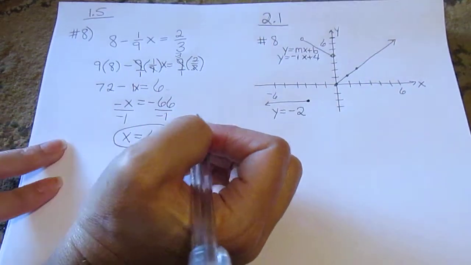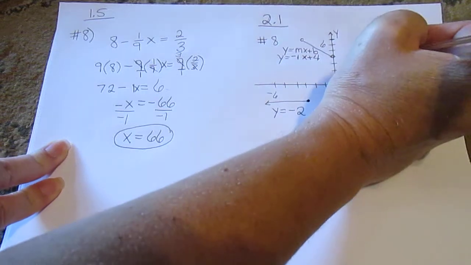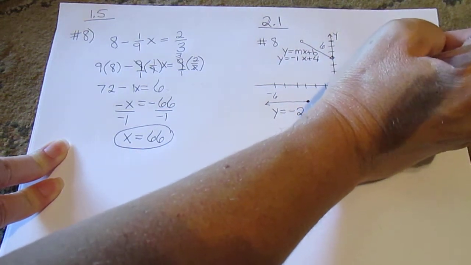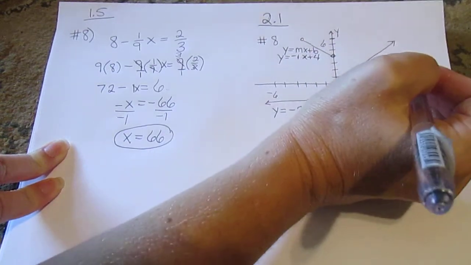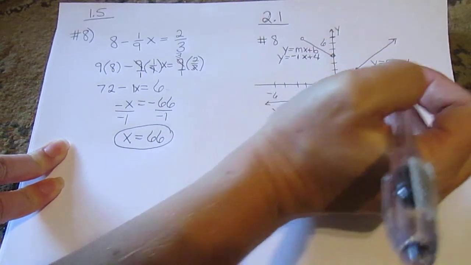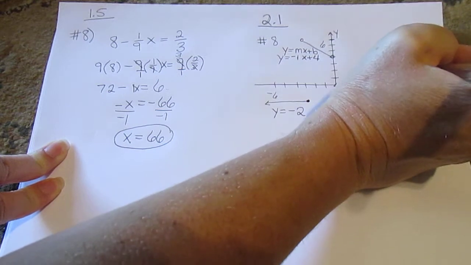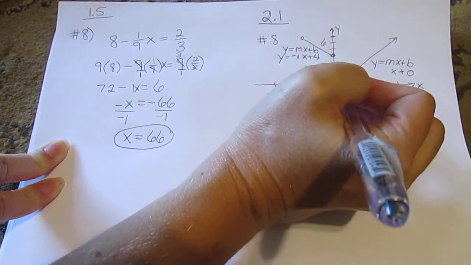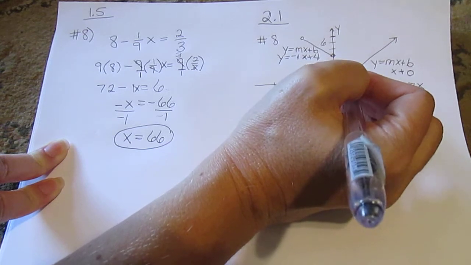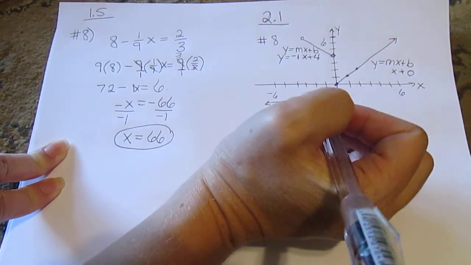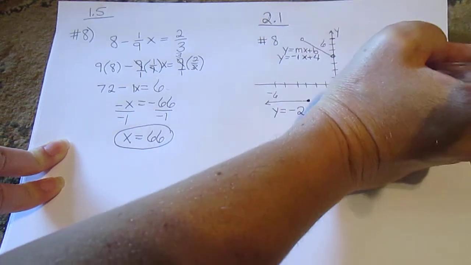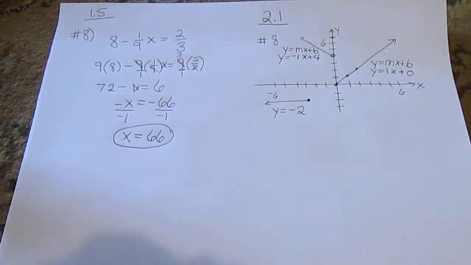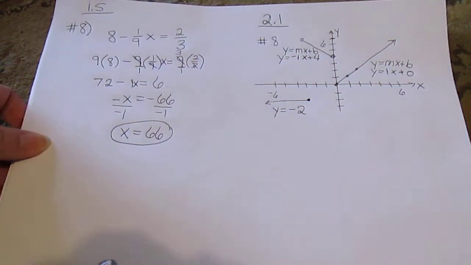Okay, and finally, let's find the equation of this line. y equals mx plus b. My y-intercept in this case is 0. And my slope, up 1 to the right 1, up 1 over 1. So the slope here is 1. Okay, so we've got all of our equations.